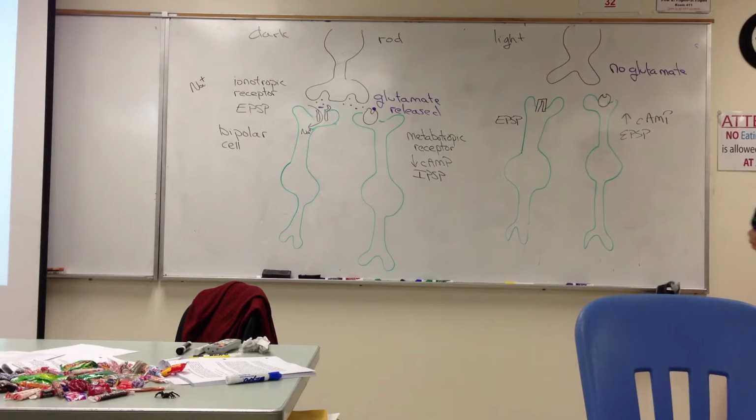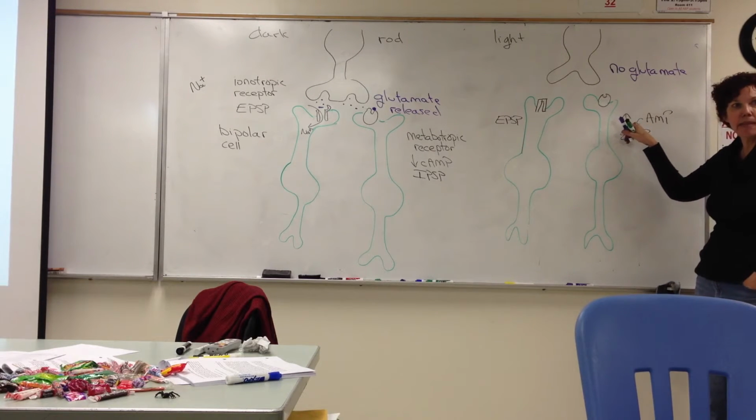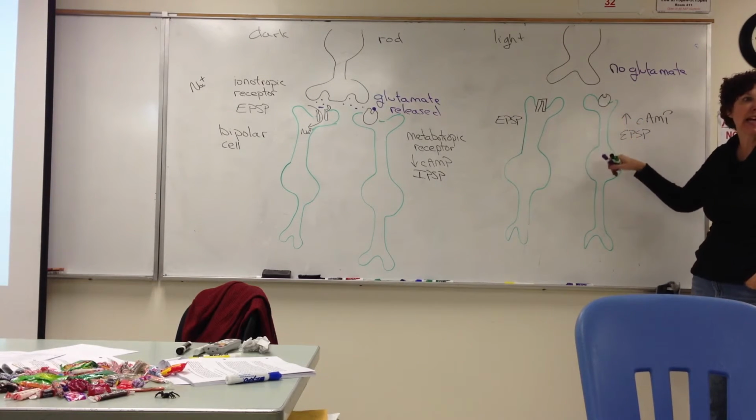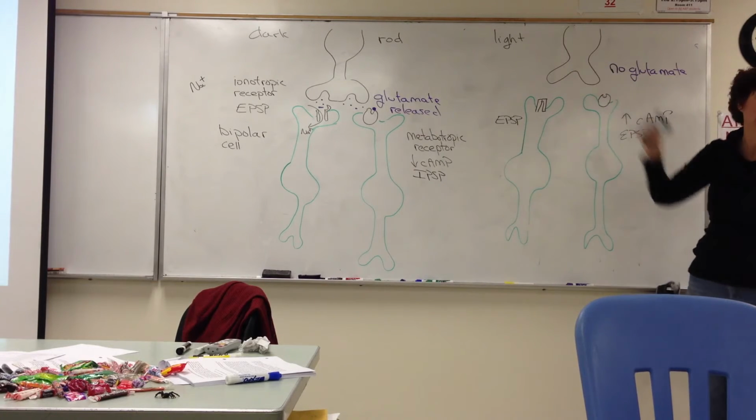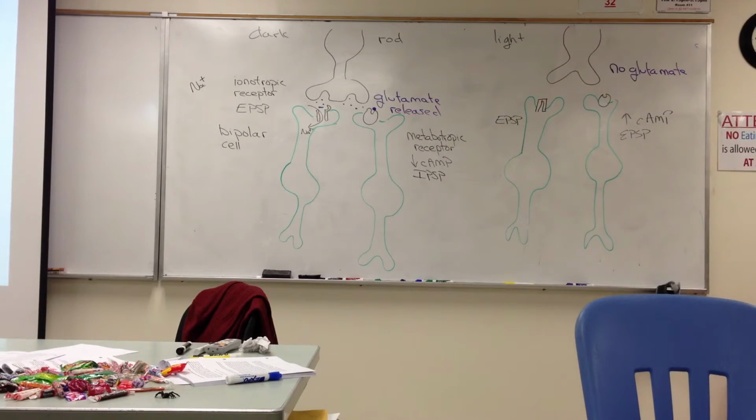So if those aren't depolarizing because there's not sodium coming in, how are you forming an EPSP? Because this has more cyclic AMP, and the cyclic AMP can be opening other channels. Okay, so it's just allowing it to respond, maybe to the horizontal cells or to other photoreceptors that are next to it. It gets really complicated when we look at all the neurons that are involved.